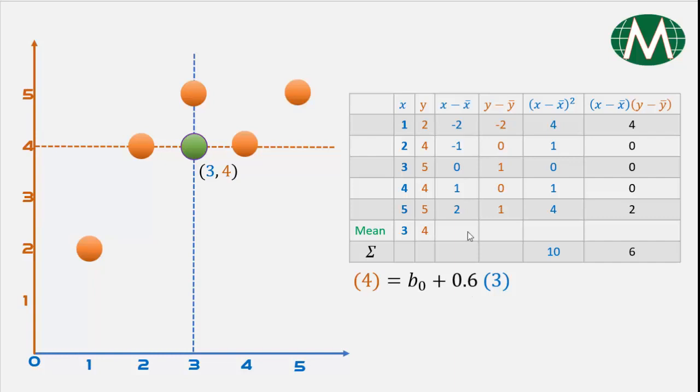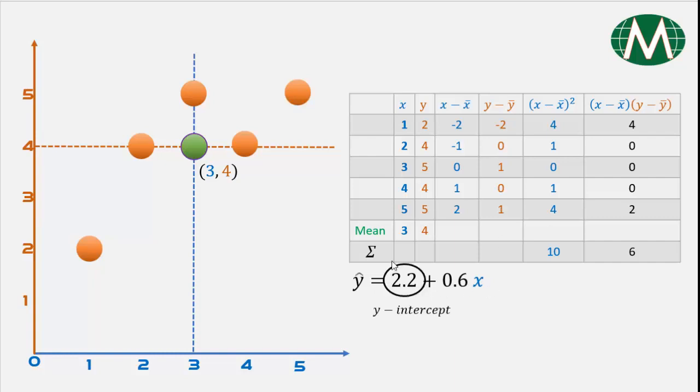After doing a little mathematics, this becomes 0.6 into 3, which is 1.8, and we will bring this 1.8 to the other side. It becomes minus 1.8, and 4 minus 1.8 is 2.2. Therefore, b0 is 2.2. Now we will put this b0, which is the y-intercept, into this equation, so the equation becomes y cap equals 2.2 plus 0.6x.